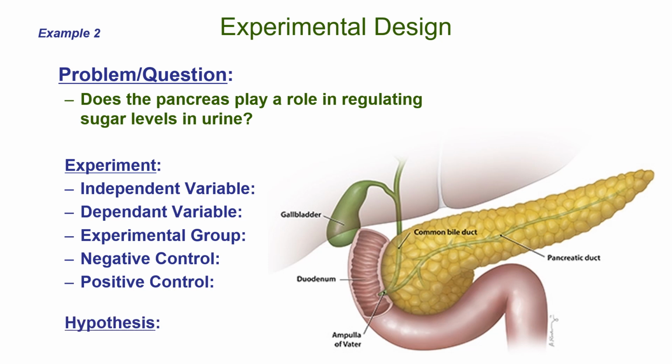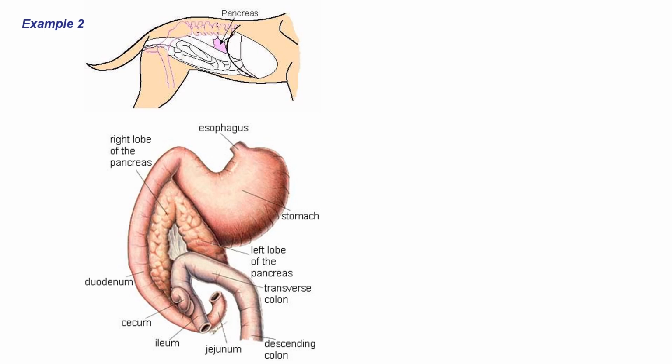Their hypothesis is that the pancreas does somehow regulate sugar levels. So having a pancreas makes sure that you don't have too much sugar in your body, in your blood, and in your urine. And their prediction based on that is that the dogs that have lost their pancreas should make urine that's sweeter, that has more sugar. So let's take a look at their experiment in a bit more detail here.